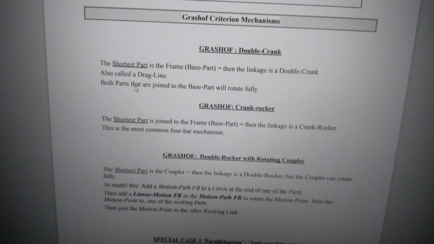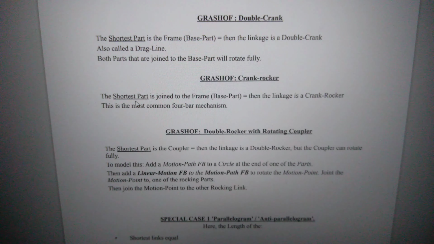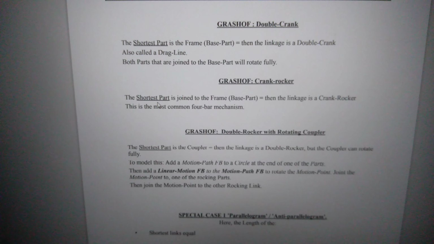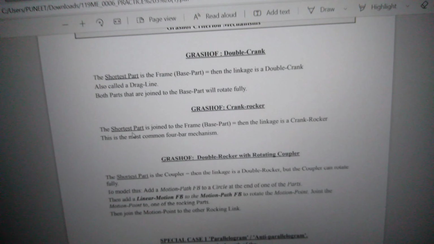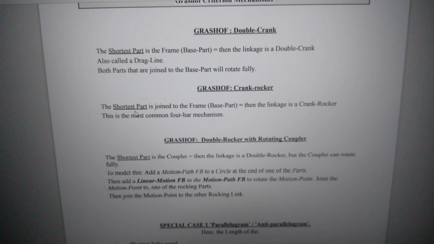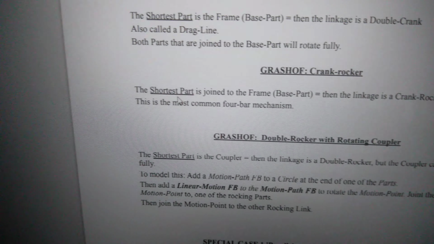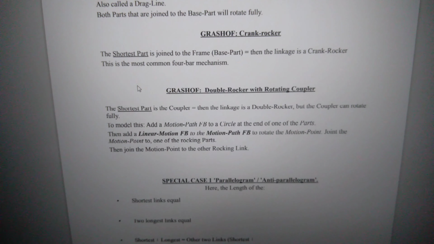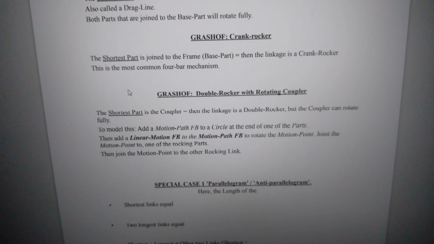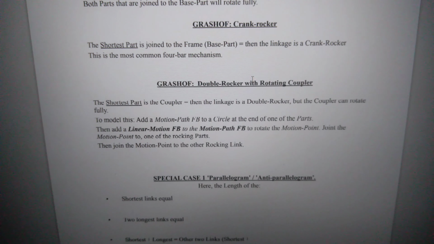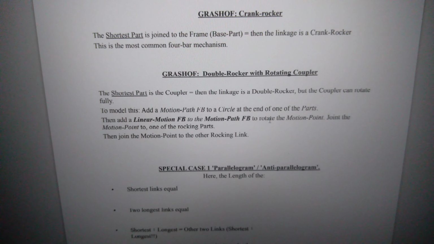As you can see, the Grashof criterion mechanisms. The first one is the double crank. In this, the shortest part is the frame, the base part. If this condition is there, then the linkage is a double crank, also called a drag link. Both parts that are joined to the base line will rotate fully, sir. In the second condition, we have the Grashof crank rocker. In this, the shortest part is joined to the frame, the base part, and then the linkage is the crank rocker, sir. This is the most common 4-bar mechanism, sir.